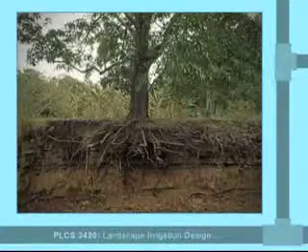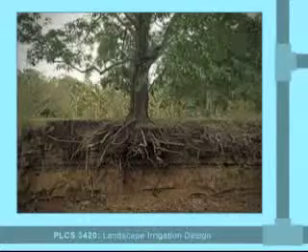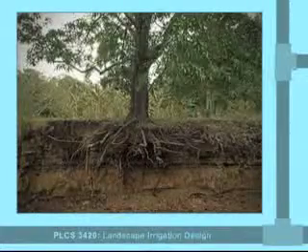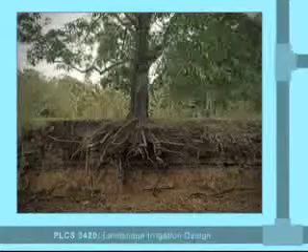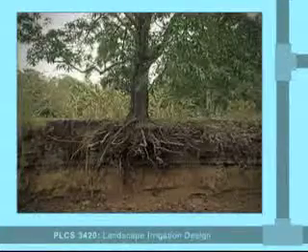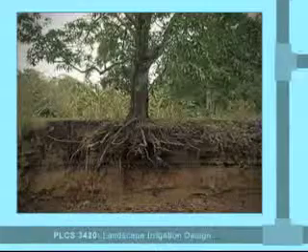With an irrigation system, this might occur when irrigation is applied too frequently or in too great an amount for the plant to utilize. Another concern would be the development of a shallow root system in response to too frequent irrigation.